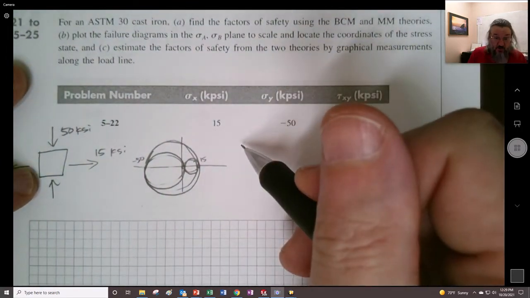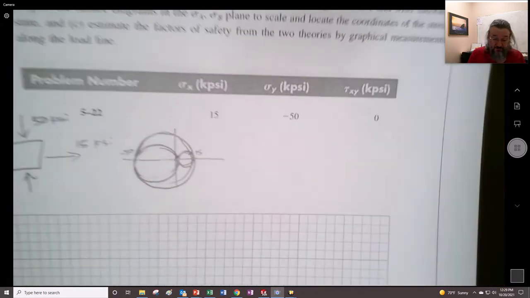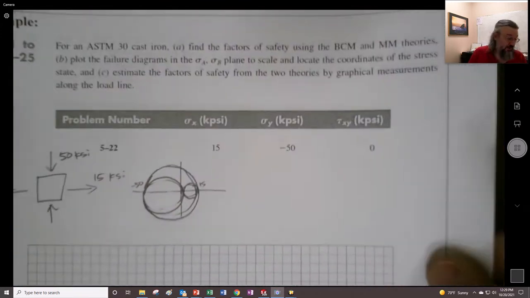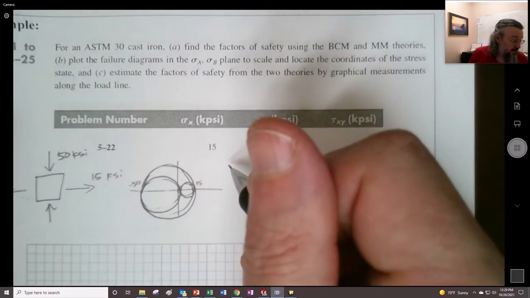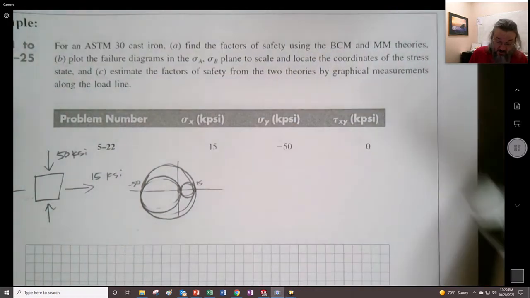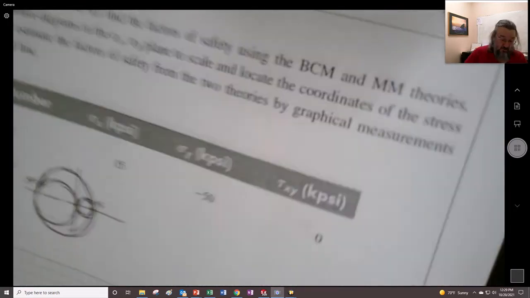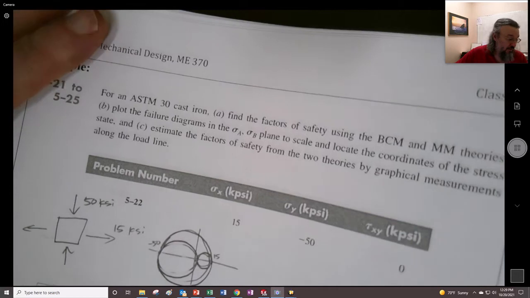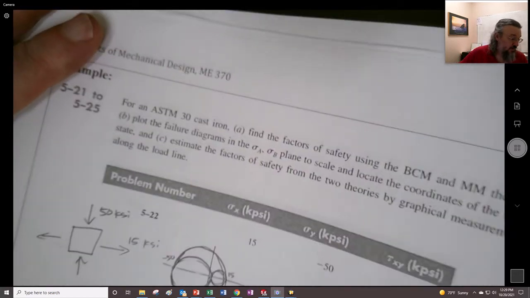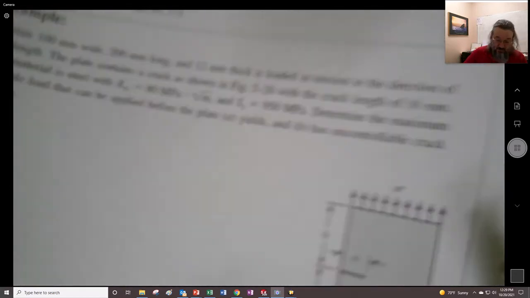So the equations that we want to use for this to find the modified Mohr, right? So first off, what we want to find to use the modified Mohr, the brittle Coulomb-Mohr, excuse me.